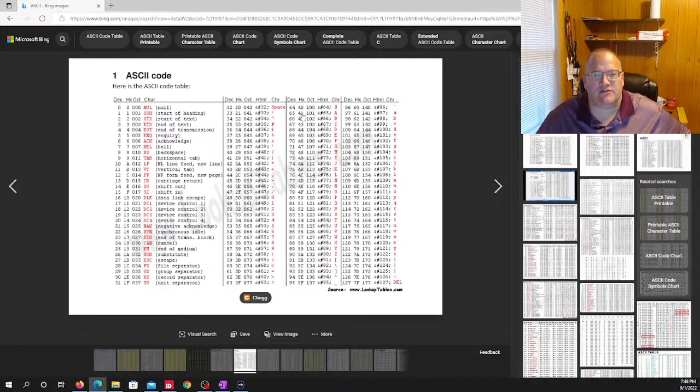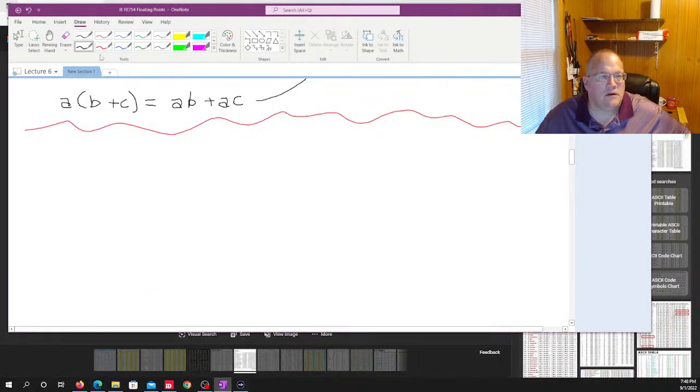So we can actually make the transition from here to here by, it's exactly 32 numbers. And then we can go all the way down doing that. And then they put a bunch more things at the end. And 127, which is delete.